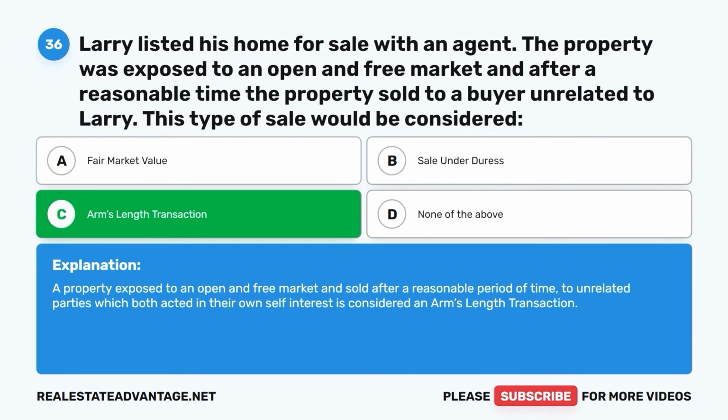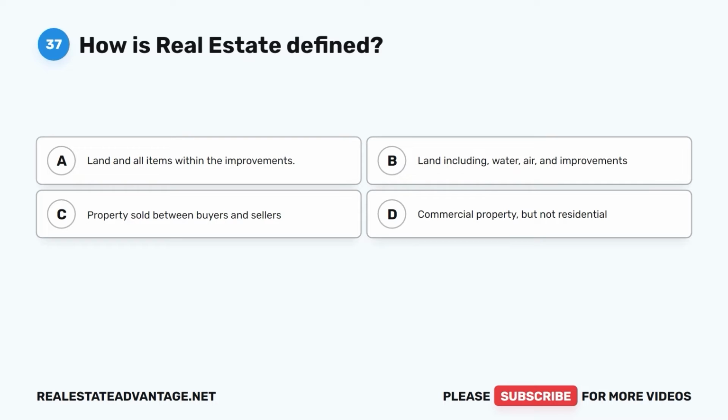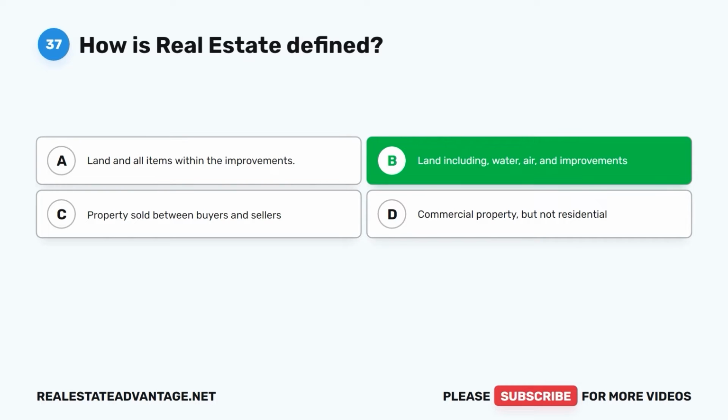A property exposed to an open and free market and sold after a reasonable period of time to unrelated parties which both acted in their own self-interest is considered an arm's length transaction. Question 37. How is real estate defined? A. Land and all items within the improvements. B. Land including water, air, and improvements. C. Property sold between buyers and sellers. D. Commercial property, but not residential. The correct answer is B. Land including water, air, and improvements.